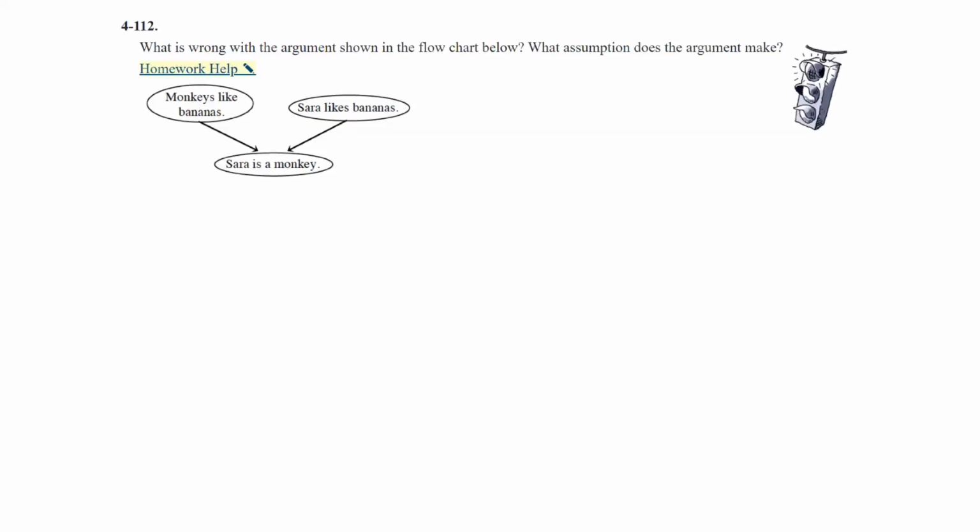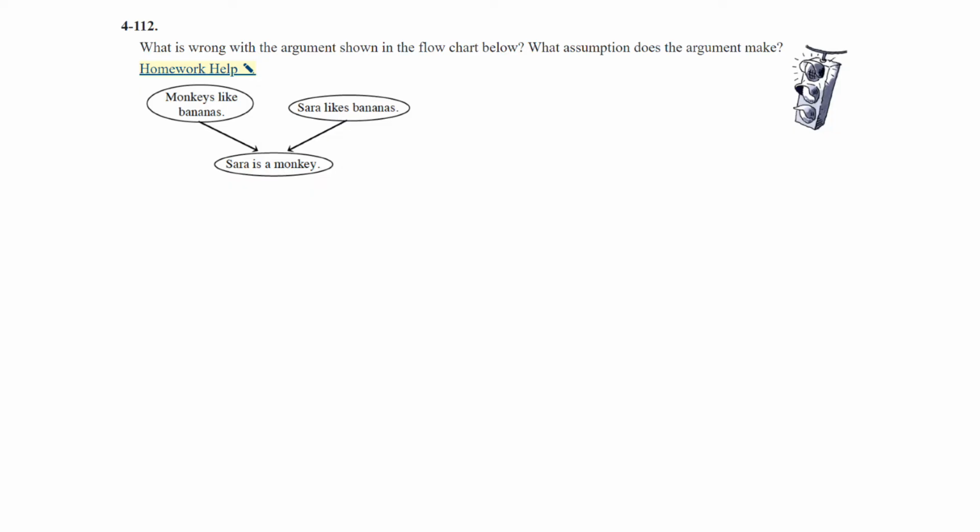Question 112. What is wrong with the argument shown in the flowchart below? What assumption does the argument make? So in the first level here, we have monkeys like bananas. And then that goes to Sarah is a monkey. And on the second one, we have Sarah likes bananas. And then that goes to Sarah is a monkey.